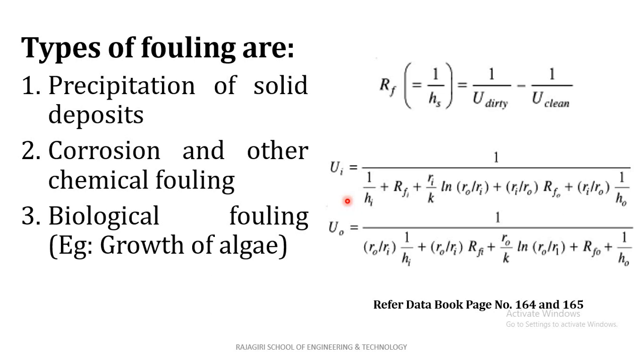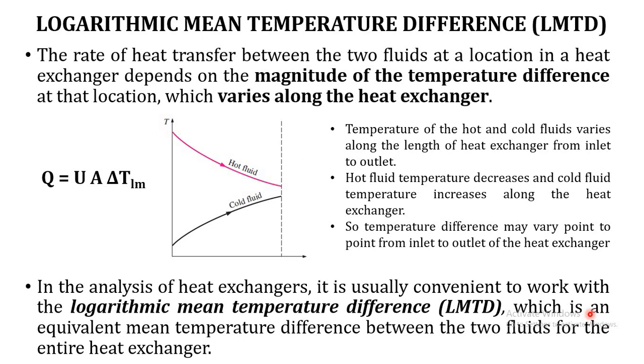There are some values of overall heat transfer coefficient given directly, and you can see these equations on page number 165. Okay. The next term is the logarithmic mean temperature difference. We know that the heat transfer equation is UAΔT. This ΔT is actually the temperature difference between the hot fluid and the cold fluid.